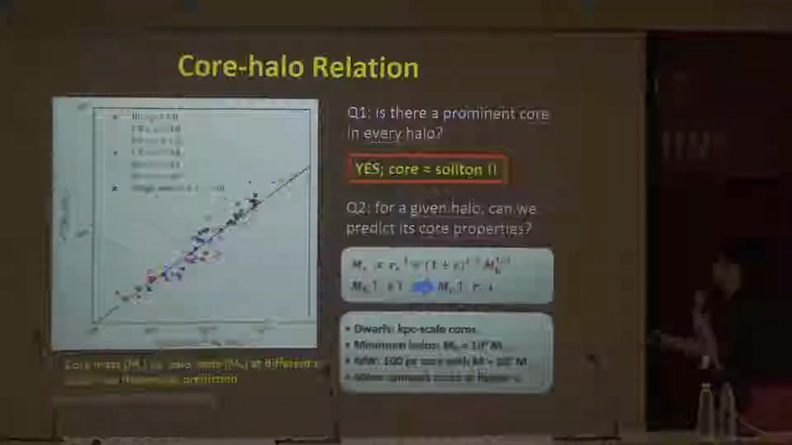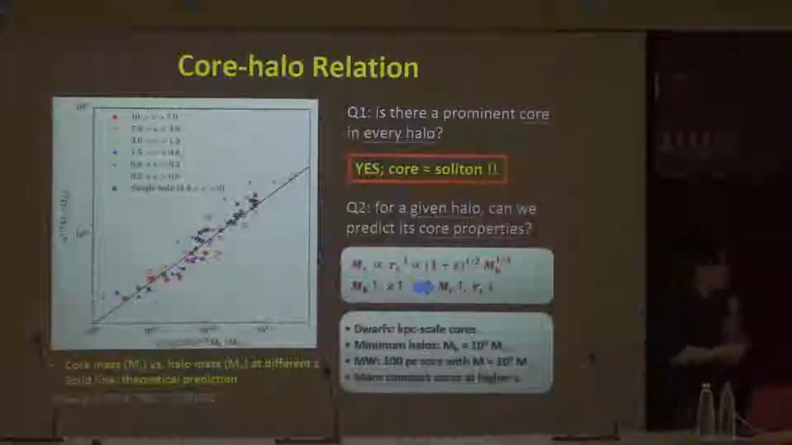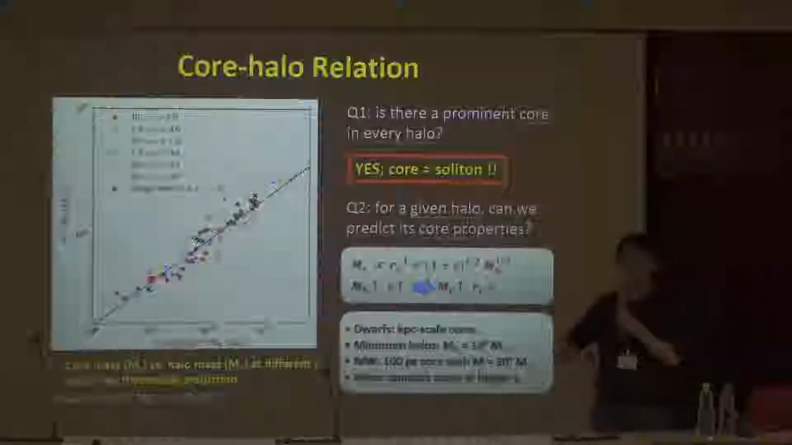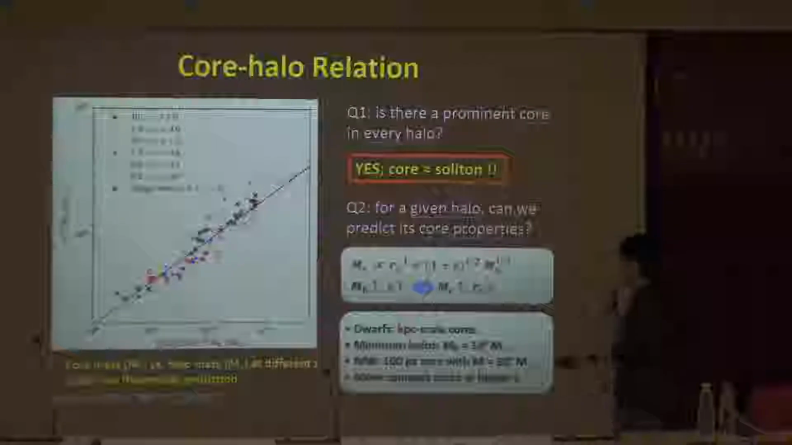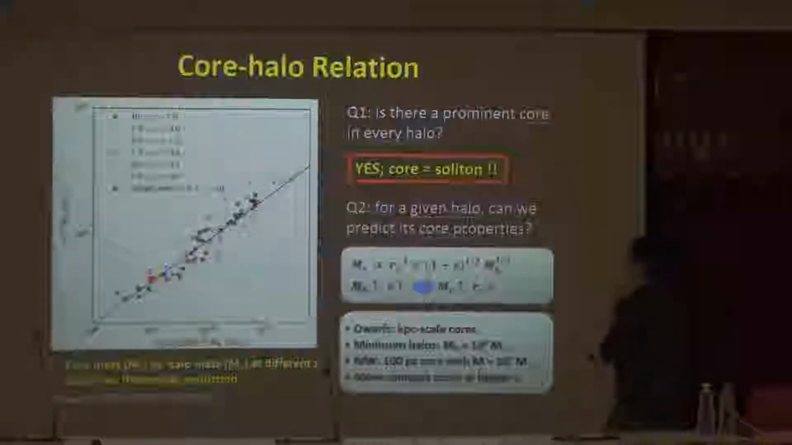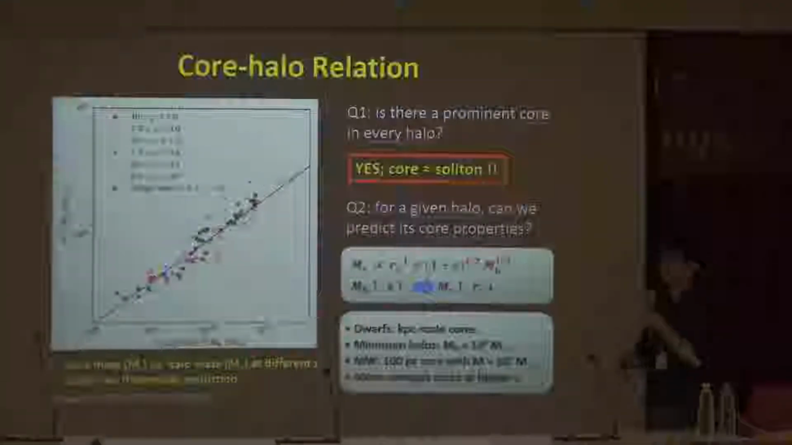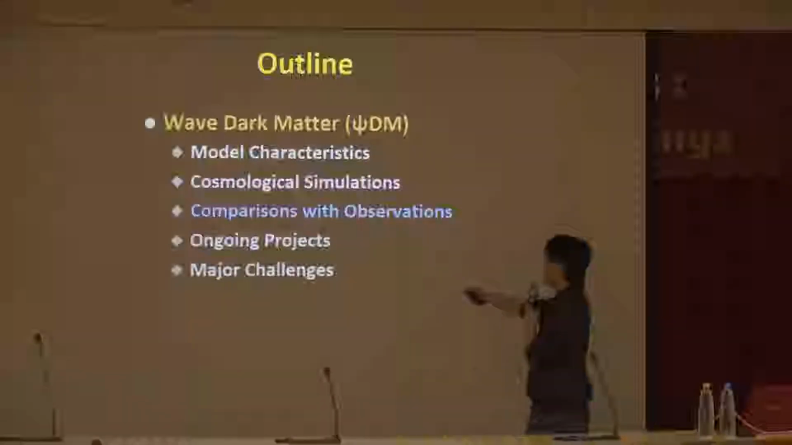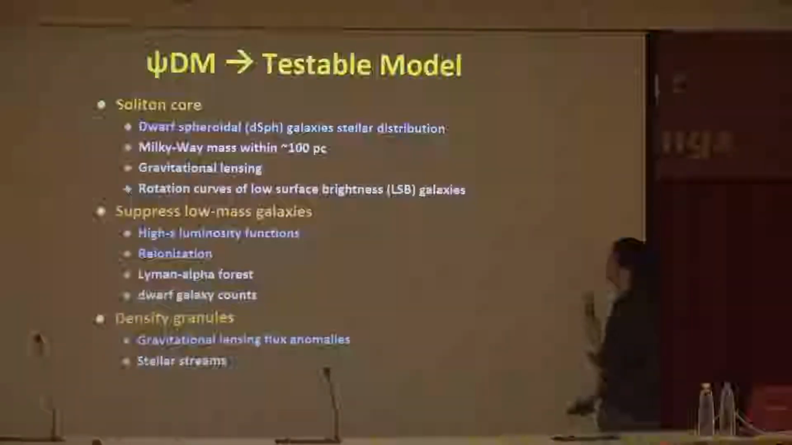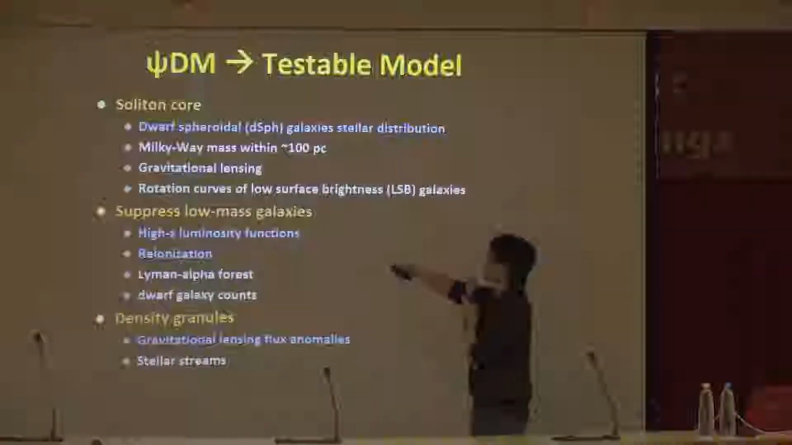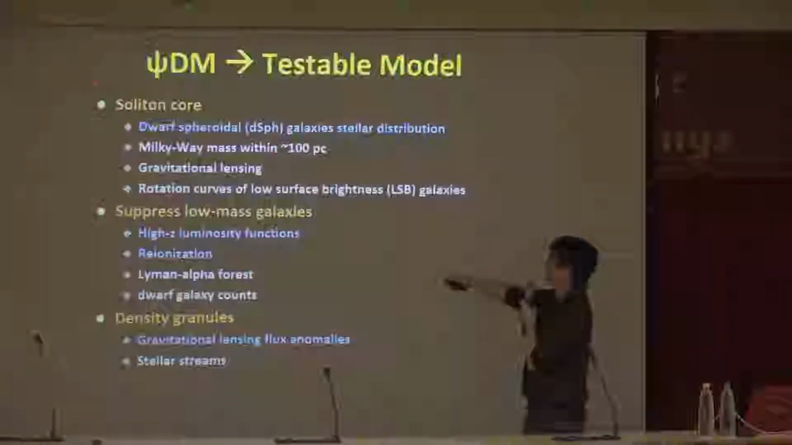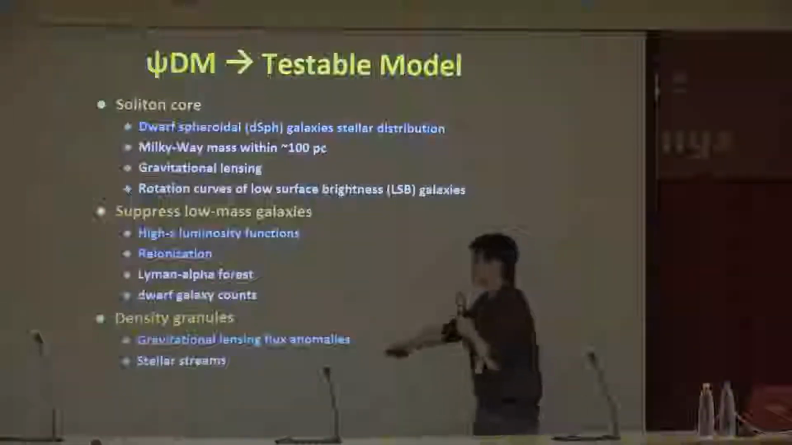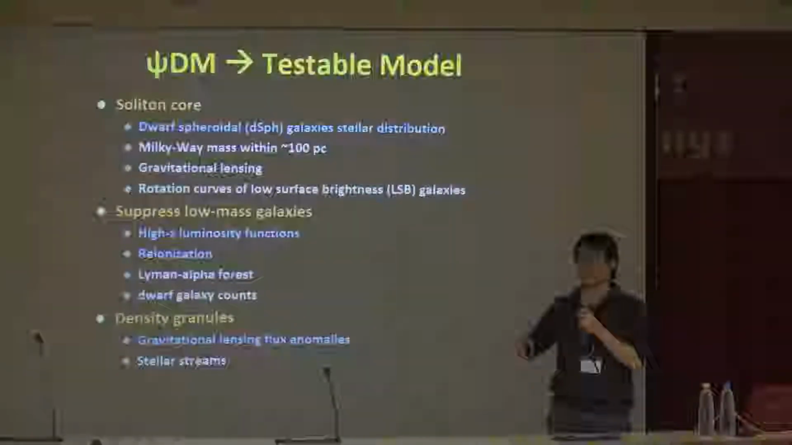I emphasize that these quantitative predictions have converted the Psi model for the first time to become directly testable. Now we can actually compare this model with observations thanks to these quantitative predictions. That's very important, because now you can do real experiments. In the next several slides, I'll focus on comparisons with observations. But before showing quantitative results, I want to briefly summarize the main features of the Psi model. As I mentioned, you will have soliton cores in the center of every halo. You will suppress low mass galaxies, and there are density granules, these density perturbations throughout the entire halo.